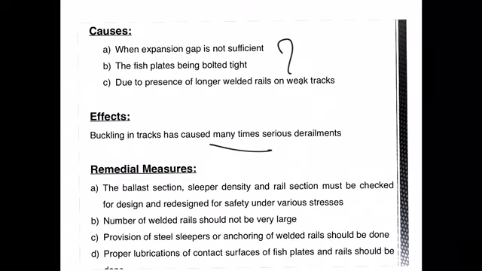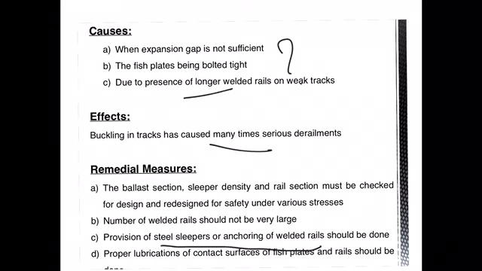The first remedial measure is that the ballast section, sleeper density and rail section must be checked frequently and designed and redesigned if required under the various stresses. And also the number of welded joints should not be very long, and the provision of sleepers and the anchors of welded rail should be done. What are all these steel sleepers and the anchoring of welded rails? We will study them further when we discuss railway fast turnings.